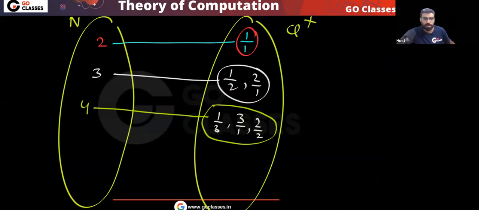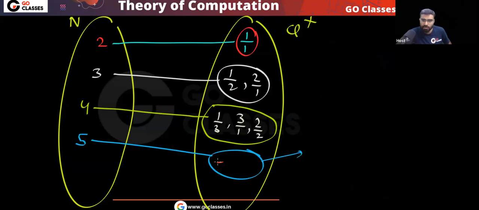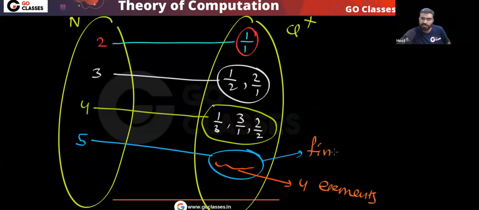To 5, what will you assign? How many elements will you assign to 5? Let me know. Total 4 elements you will assign. Very good. Total 4 elements, and that is finite, right?